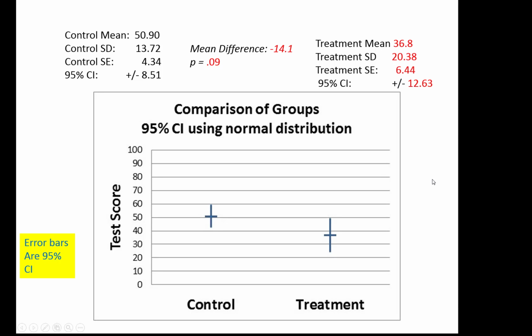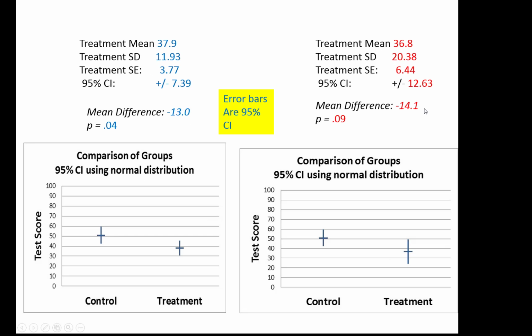Okay, so here's another set of data. Again, I kept the control data the same, but this data has an even bigger difference between the means, minus 14.1, but the p-value is not significant. It's not less than 0.05. And what this is illustrating has to do with the standard deviation. The standard deviation of this group is a lot larger than the standard deviation of the groups we looked at before. So the standard deviation here is 20.38, and the treatment standard error is 6.44. So you have a wider standard deviation for this than you had in the previous one.